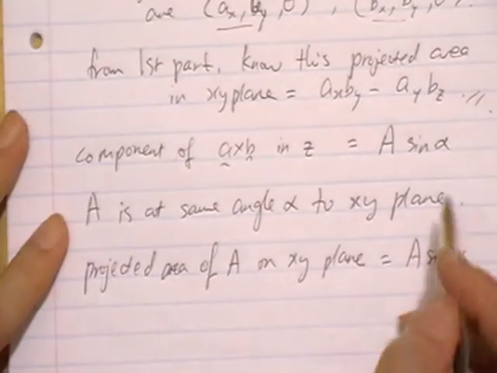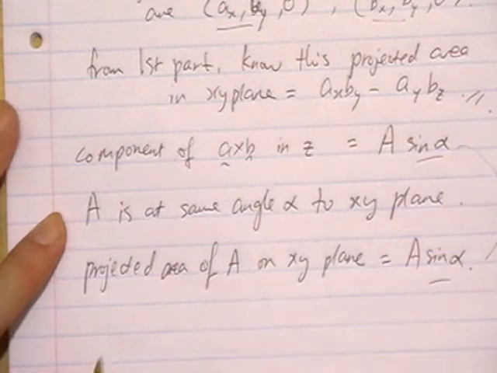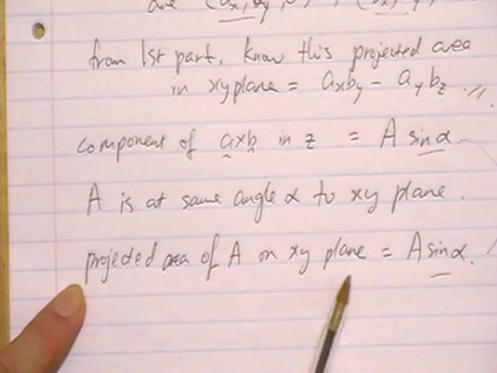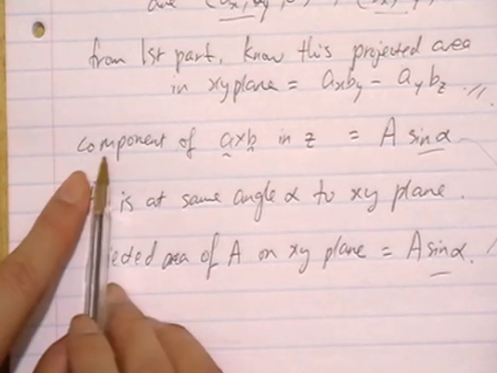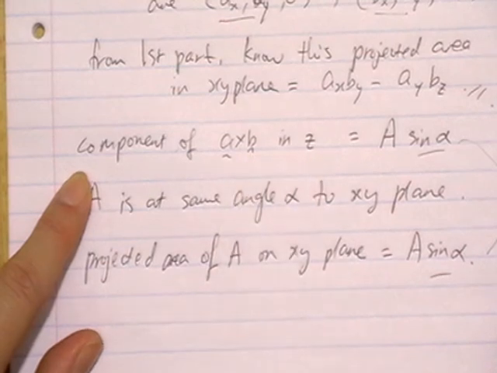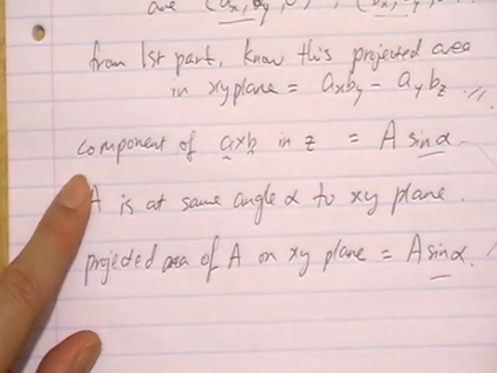And now we have the connection. See, both of those are A sine alpha. In other words, the projected area of A on the xy plane is equal to the component of A cross B in the z direction.